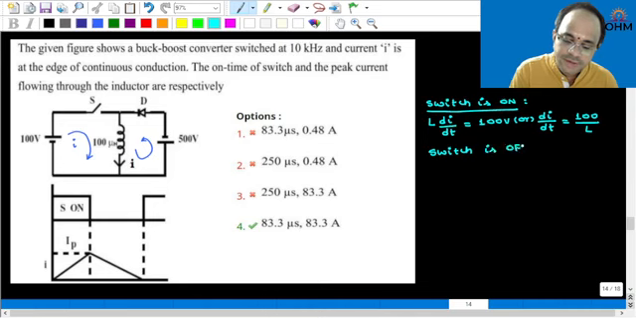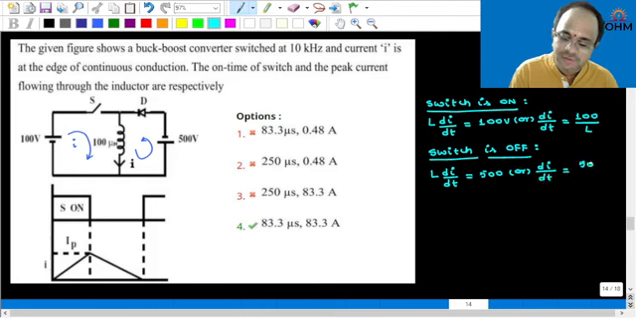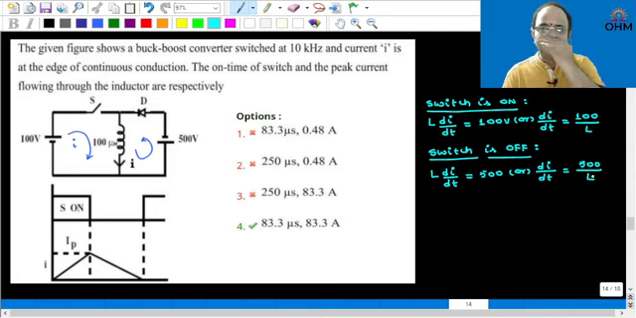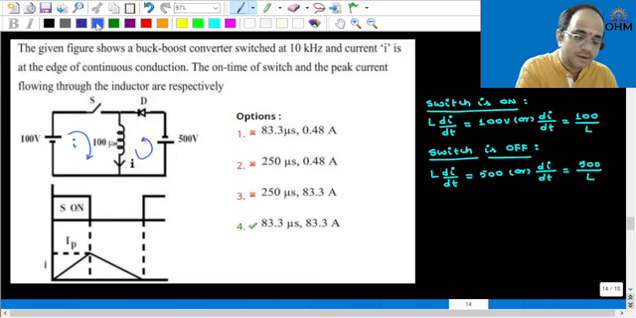Next, when switch is off, L into di by dt is equal to 500 volt, or di by dt is equal to 500 divided by L. So from these two numbers, what we can understand, when the switch is turned on, the rate of change of inductor current is 100 by L. That means the rising slope of inductor current is 100 by L. When the switch is turned off, the decreasing slope of the inductor current will be minus 500 by L.